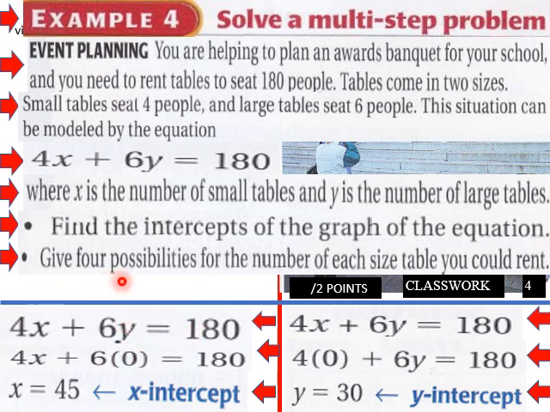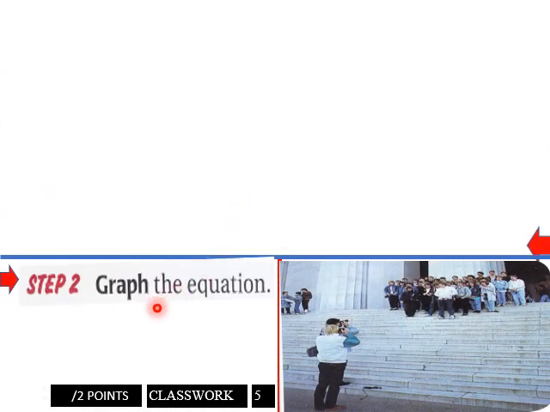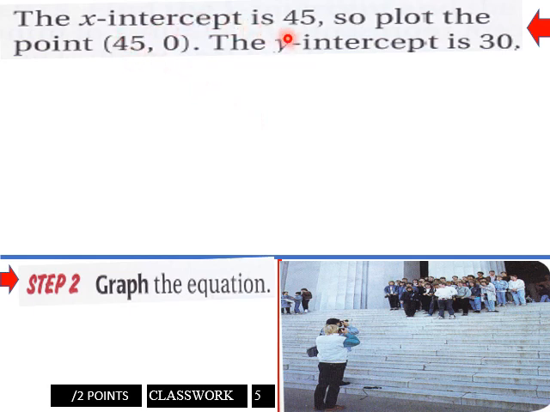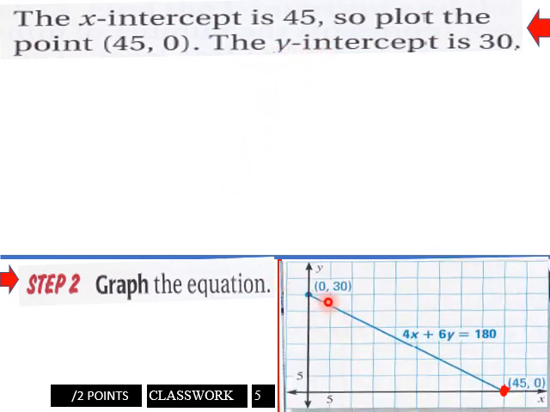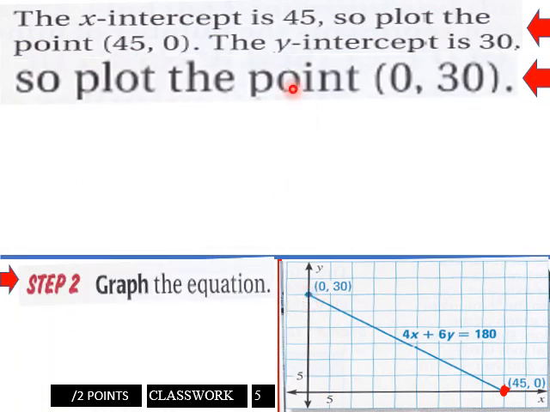Now give 4 possibilities for the number of each size table you could rent, and then graph the equation. We have our intercepts. We can draw a line through those 2 intercepts. Graph the equation. The x-intercept is 45, so plot the point (45, 0). The y-intercept is 30, so plot the point (0, 30). So when x equals 0, y equals 30. Here is your line. Here are your possibilities of x and y.